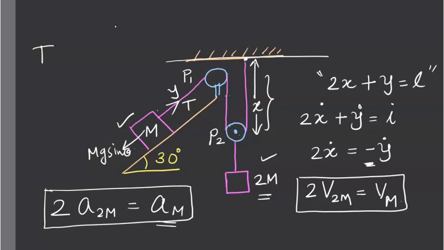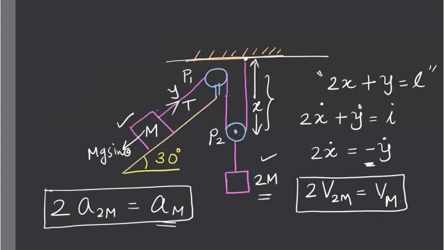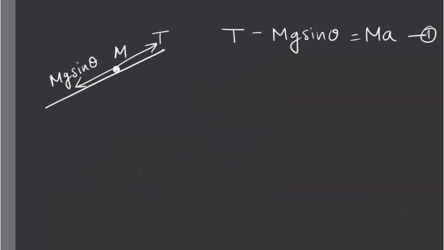So let's write it in the next slide. What was the scenario here? There is mass m like this, this mg sine theta is like this, and tension is in this direction. So T minus mg sine theta is equal to ma. This is our first equation. But now for this particular pulley P2, or for this block 2m, the scenario is something like this: this pulley is there and attached to it is a block.